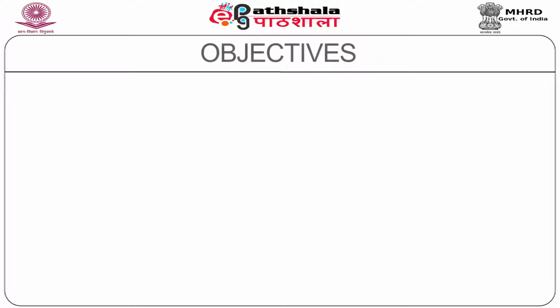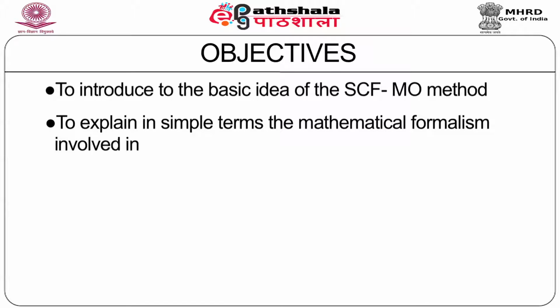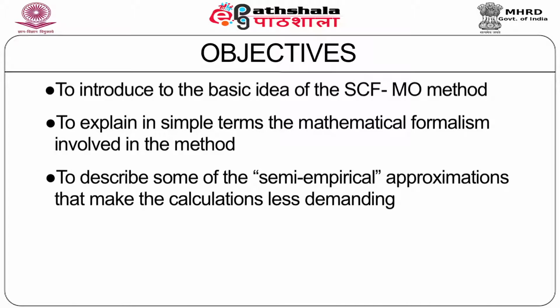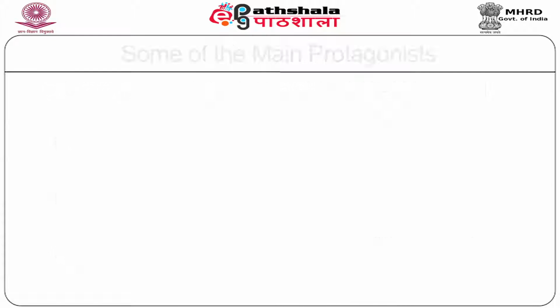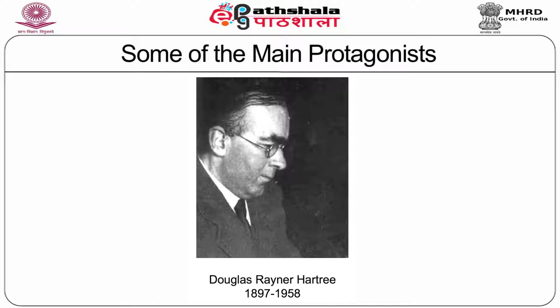In this module, our objectives are to introduce the basic idea of the SCF MO method, that is the self-consistent field molecular orbital method, to explain in simple terms the mathematical formalism involved in the method, to describe some of the semi-empirical approximations that make the calculations less demanding, and to describe some of the applications of the quantum calculations in biophysics.